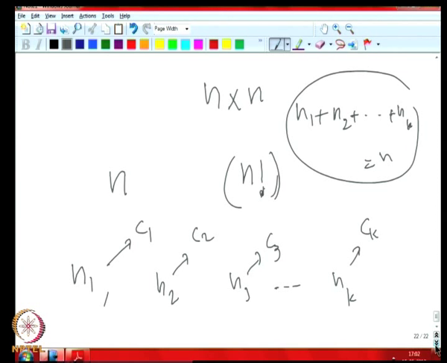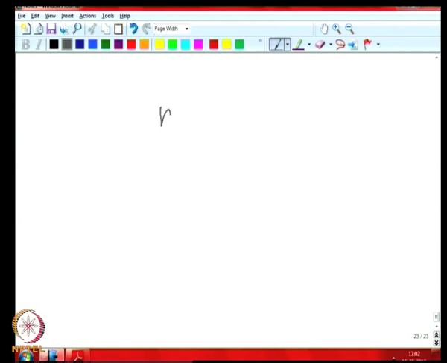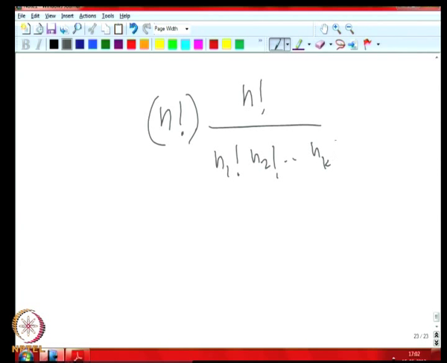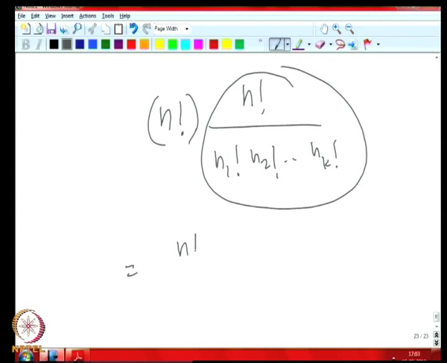Now, how many ways can you do this? Of course, the basic arrangement is n factorial, and for a given arrangement, the colors can be assigned, that is, you can decide which rook of which color should go to which row, in n factorial by n1 factorial into n2 factorial into nk factorial ways, because this is the number of permutations of that multi-set. And this is equal to n factorial squared divided by n1 factorial into n2 factorial into nk factorial.